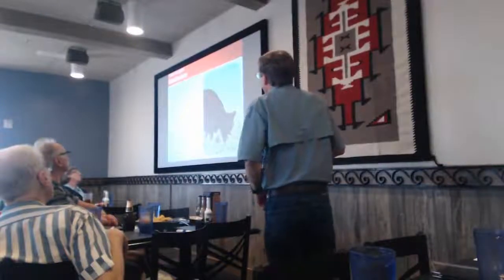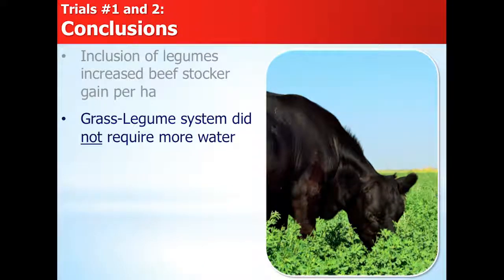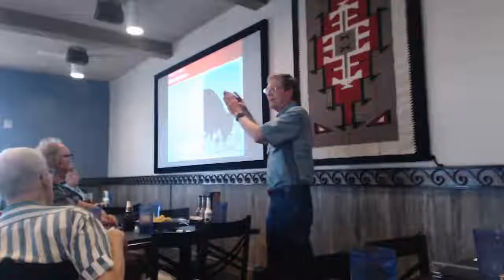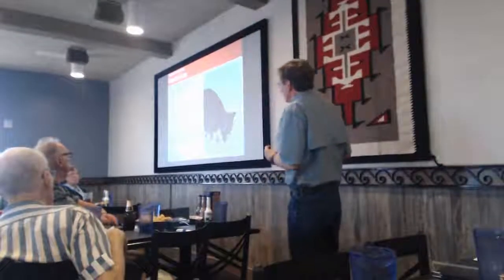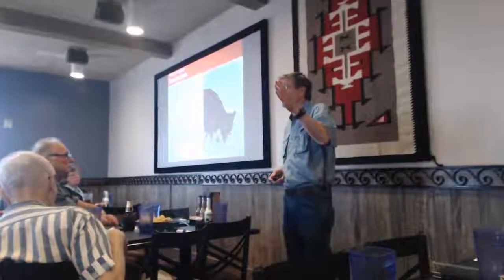So, in conclusion then, the legumes increase the beef stocker gain per hectare. And the legume system really did not require significantly more water. And the legumes reduce the water footprint of the system with respect to the observed gain and total gain, and total here means adding the hay equivalent. Okay? Because for the hay equivalent, the grass alone actually produces a lot more.